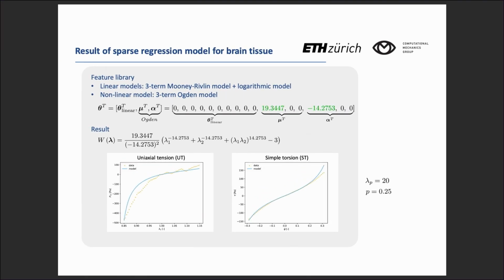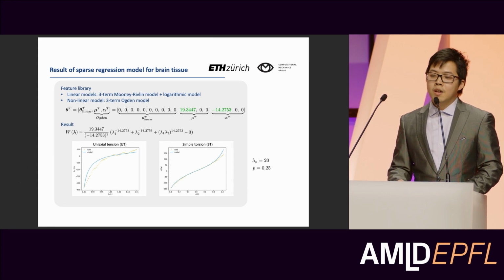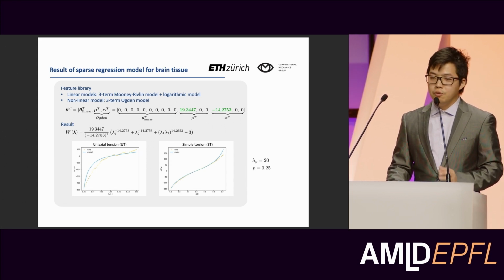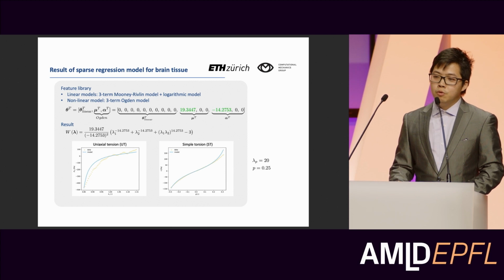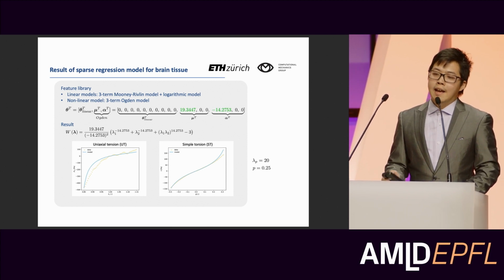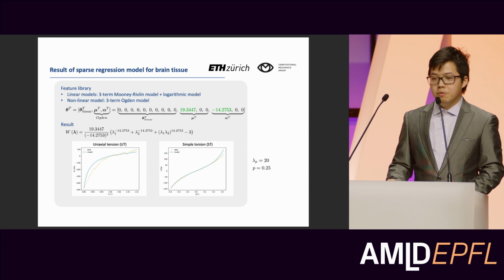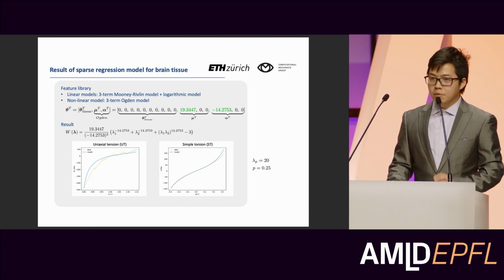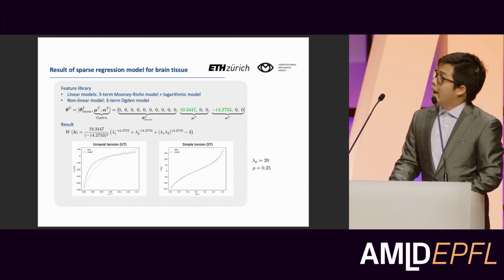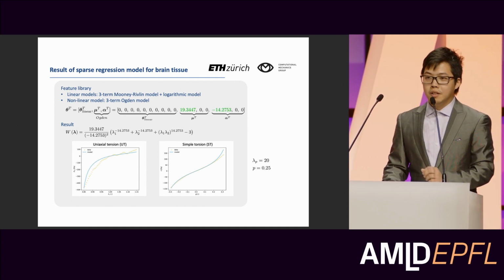I ran the sparse regression on a brain tissue specimen, both under compression-tension and under simple torsion, with a very large library, namely a 3-term Mooney-Rivlin model plus a logarithm model plus a nonlinear 3-term Ogden model. By choosing a reasonable regularization coefficient, a very stunning result comes out. It has nothing to do with the 3-term Mooney-Rivlin and logarithm models. It is solely a nonlinear 1-term Ogden model with 2 parameters. This result shows that it is sparse, and it is also physically admissible because it is monotonically increasing.